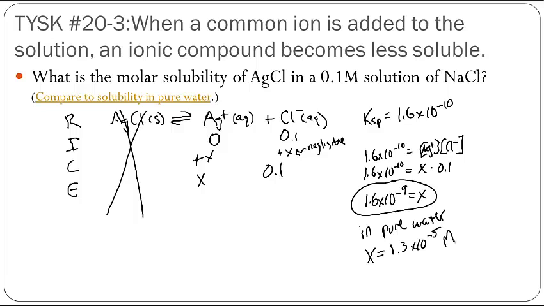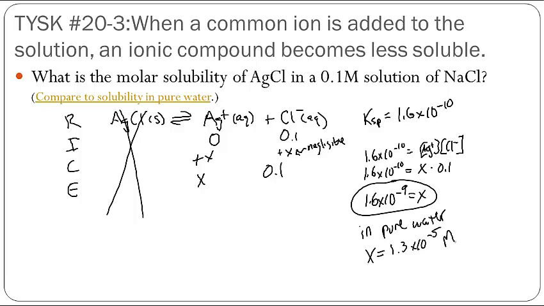So if you think about that dude's principle, right? If I'm adding Cl into this equilibrium, if I add Cl in, it pushes back to the reactant, right? So by that dude's principle, adding in Cl minus shifts back to the reactant. So it makes sense that my molar solubility is a lot lower.